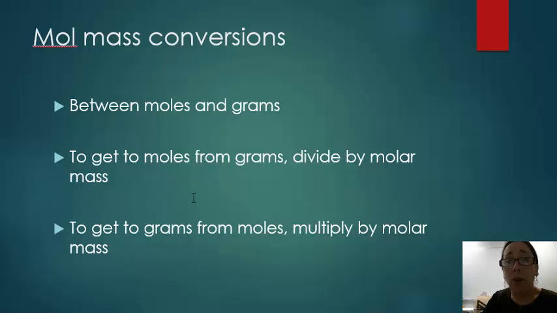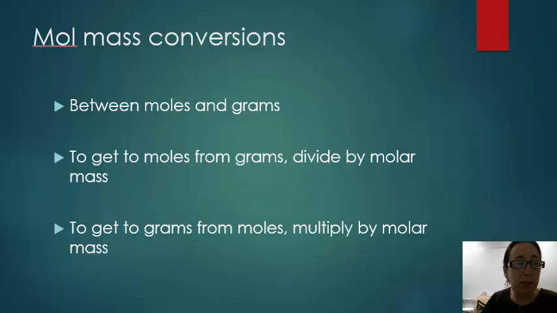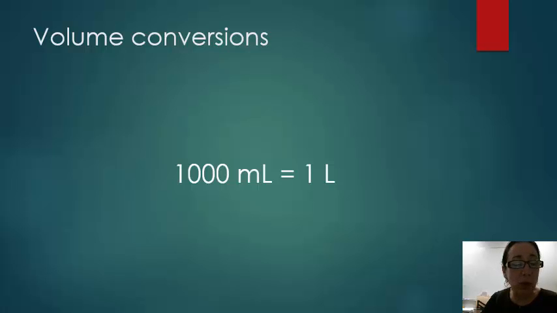To get to moles from grams, you divide by the molar mass, and to get to grams from moles, you multiply by the molar mass. If you set up your railroad math correctly, your units will cancel out and you'll end up doing the correct mathematical operation. The other type of dimensional analysis that you might see in molarity problems is conversion between milliliters and liters. This is a simple conversion factor. 1,000 milliliters is equal to 1 liter. So molar mass, milliliters to liters, you will have to do some of those conversions.